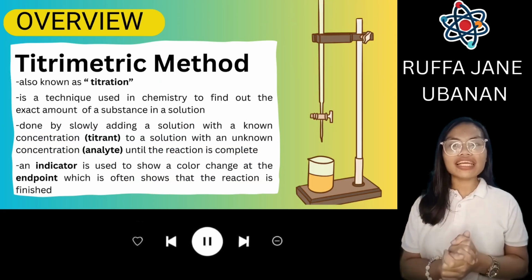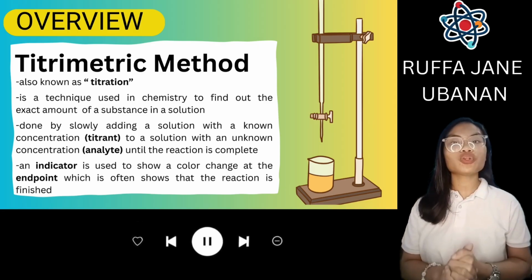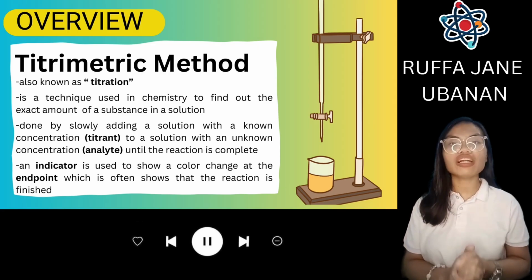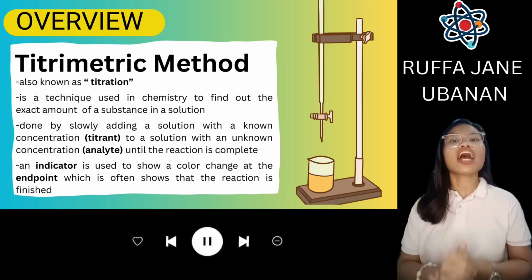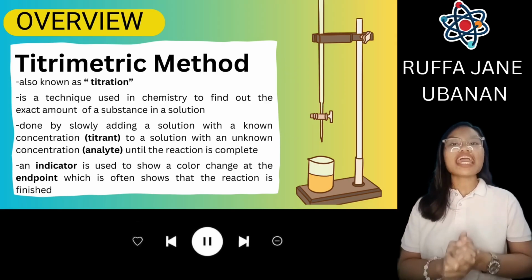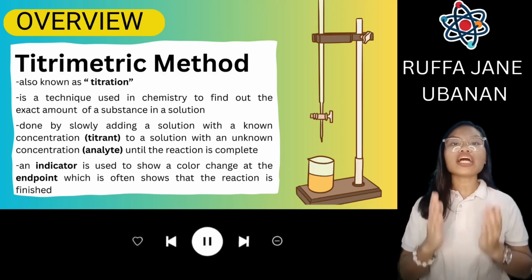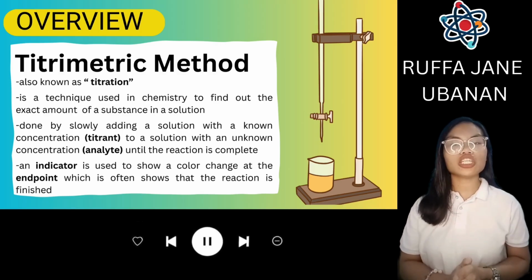Now, what is Titrimetric Method? Titrimetric method, also known as titration, is a technique to measure concentration of a solution using a chemical reaction. It is also a technique used in chemistry to find out the exact amount of a substance in a solution. And it is done by slowly adding a solution with a known concentration called titrant to a solution with an unknown concentration known as analyte until the reaction is complete.